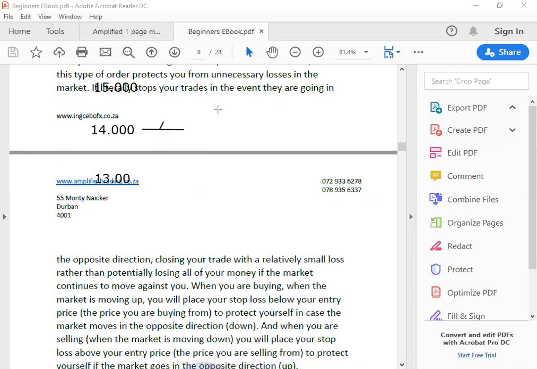At 14 Rand, price goes up a bit. And let's say now we use 13 Rand as our stop loss area. So if the market does reach 14 Rand and triggers our buy stop and then drops immediately after that, then we'd like to get out at a point where we feel comfortable with that particular loss.